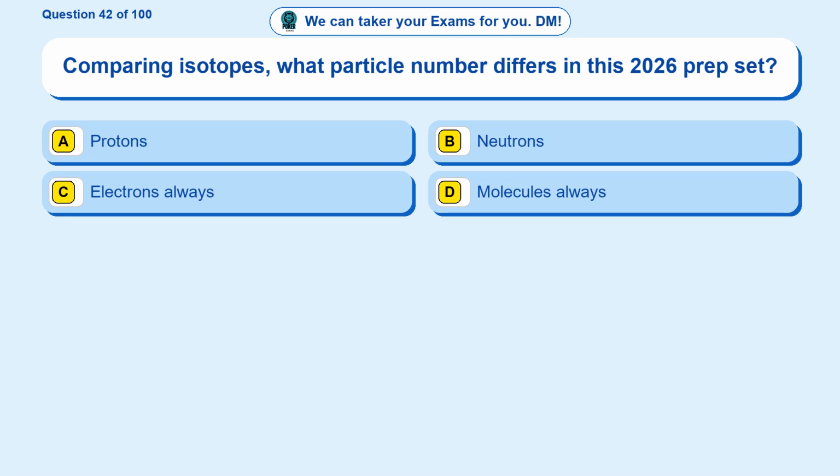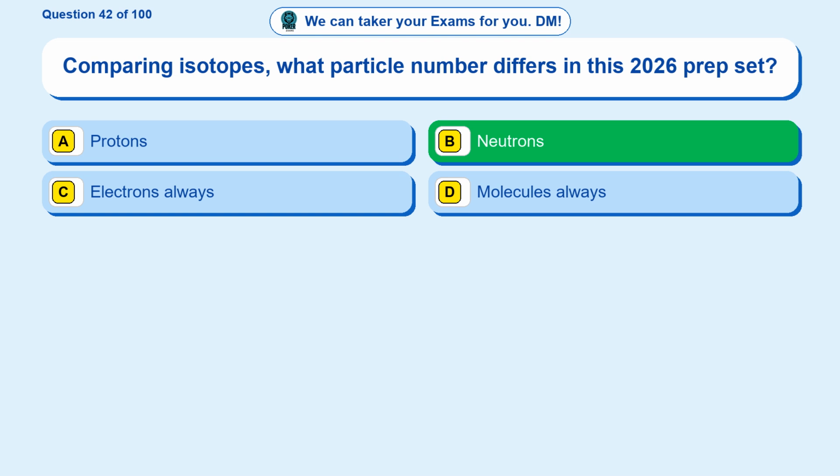Question 42. Comparing isotopes, what particle number differs in this 2026 prep set? Option A, protons. Option B, neutrons. Option C, electrons always. Option D, molecules always. The correct answer is option B.